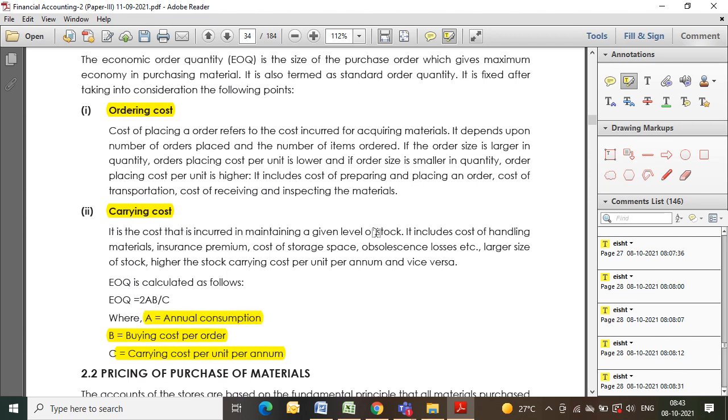EOQ is actually, there is a mistake here. So the EOQ formula is like this. Let me just put it. This is actually under a square root line here. EOQ is like this.